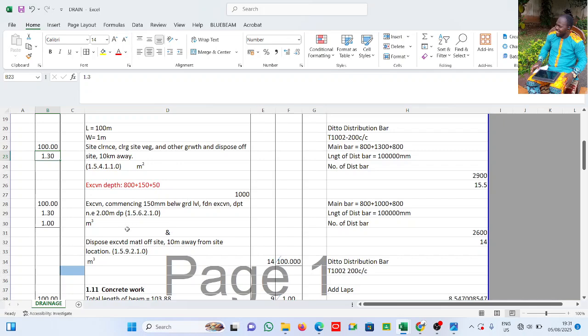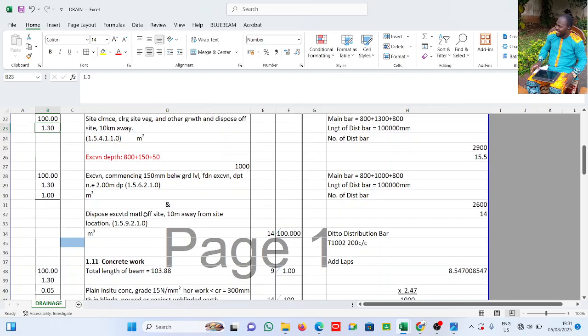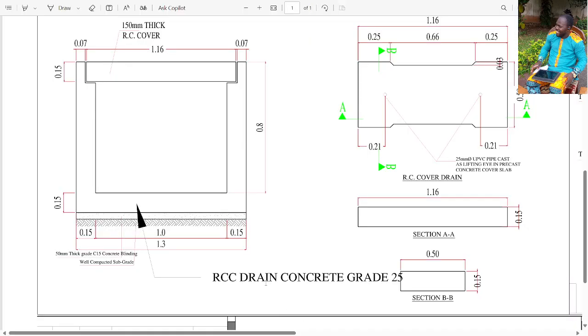All right, now we have to excavate. That's section 1.5.6.2.1.0 of the BSMM 4R. The drain length is 1 meter, hard one. The depth is 800 plus the base, which is 150. See it here. This is the depth, 800. Now the base here is 150. I hope we can see it. See my cursor, 150. So 0.8 plus 0.15 gives us 950. Now the blinding is 50 mm. That makes it 1 meter.